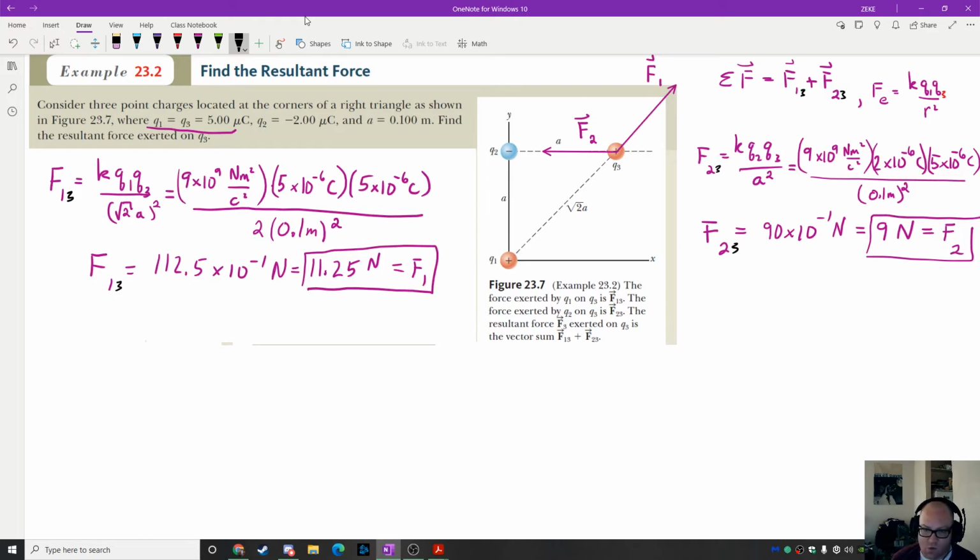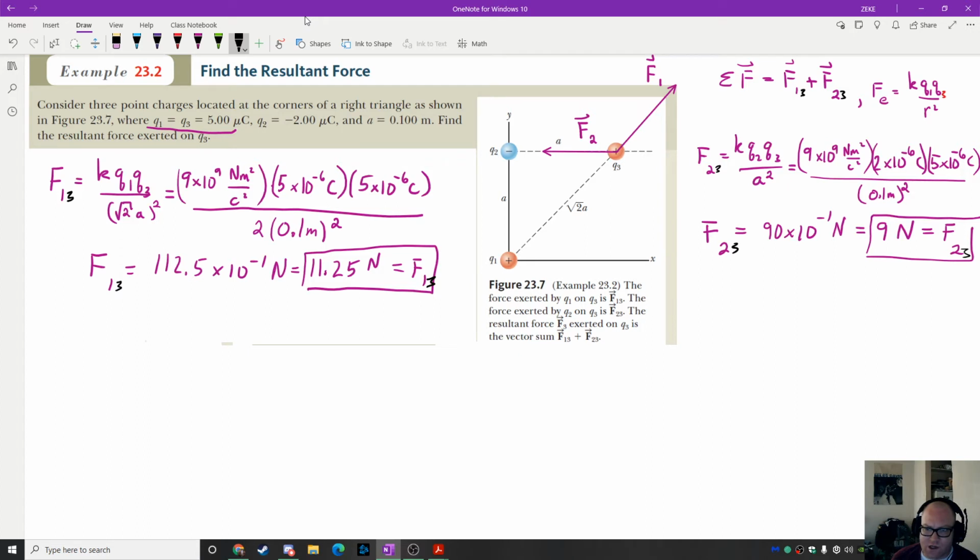You can always check your work before you get the answer, which is really helpful in a class like this, because you're multiplying numbers that are gigantic or really tiny. So now we want to combine these together. We need to vector sum both of these forces, right? F13 and F23.